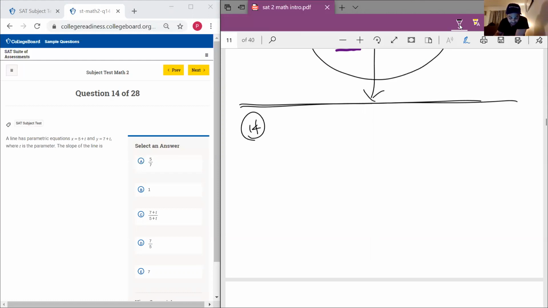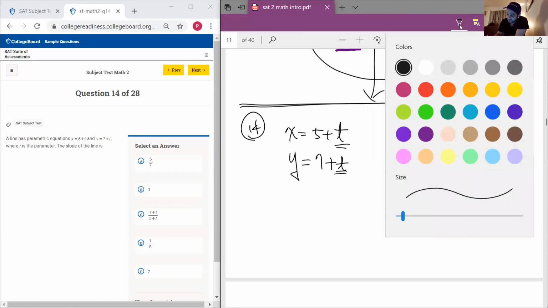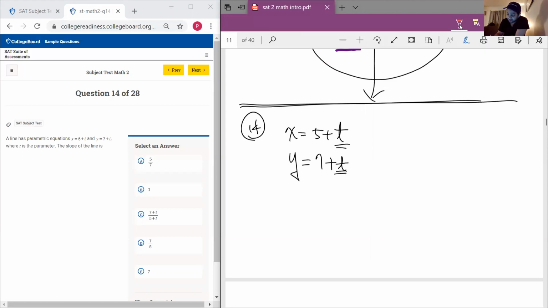All right. A line has parametric equations. X is equal to 5 plus t. Y is equal to 7 plus t, where t is a parameter. Just a fancy way of saying that a parametric is anything where x and y, which are the independent and the dependent variable, are written as a function of a third variable, okay? And you want to find the slope of the line.